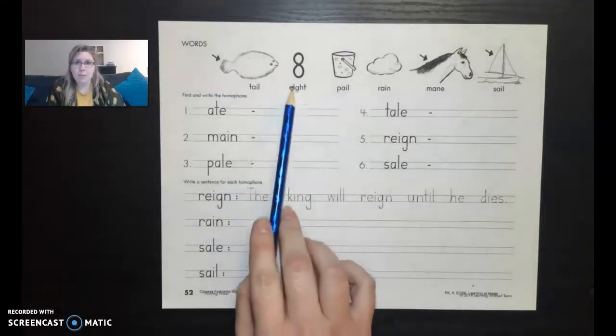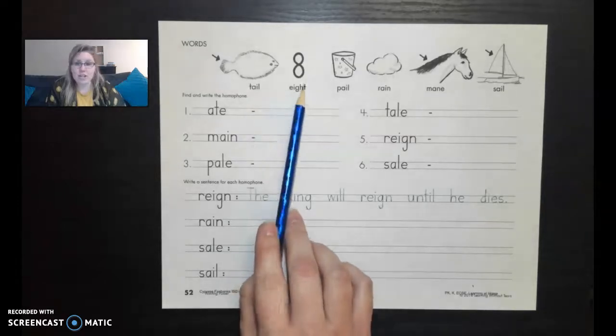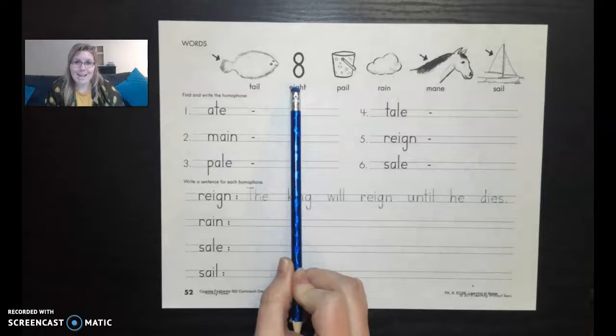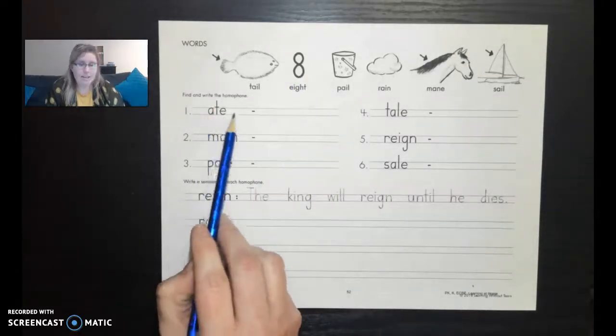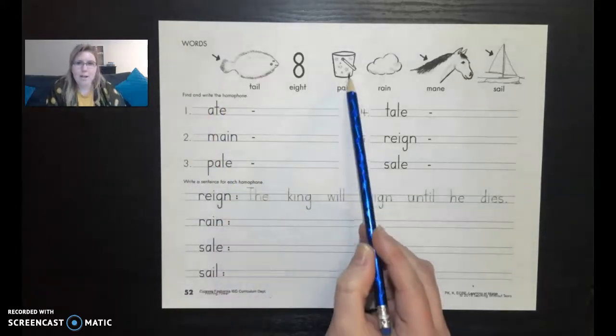Here we have the number what? The number 8. E-I-G-H-T is the number 8. But listen to this sentence. I ate some carrots. When I said the word ate, did I mean the number? No, I mean like I was eating something. So that's a homophone where it has the same sound, but different letters and means different things. So we have our number 8, and then here we have the word ate. A-T-E is like we were eating something. I ate a carrot.